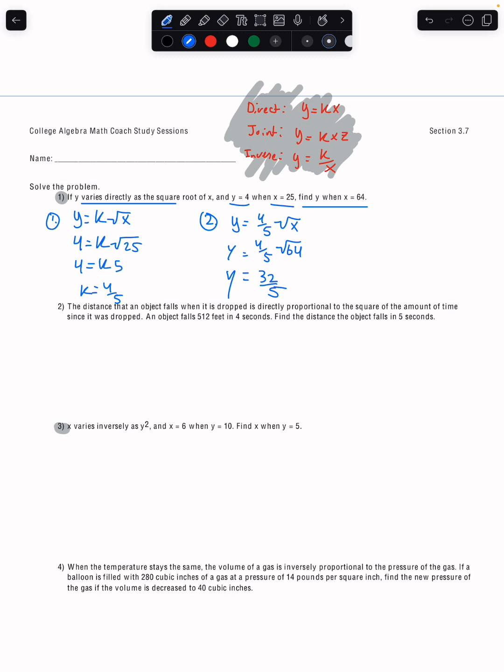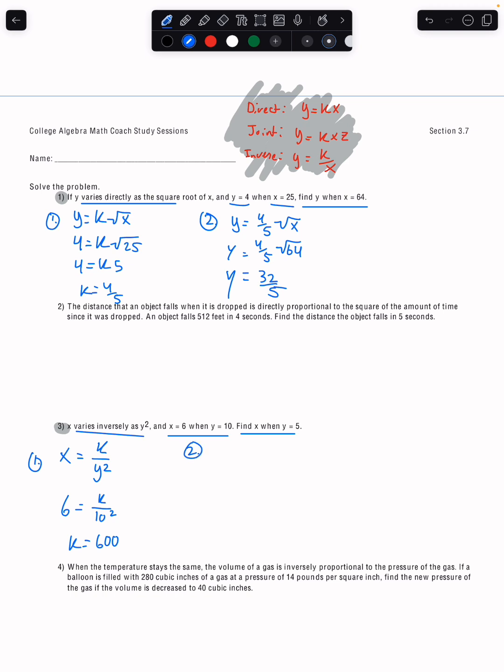For 3, x varies inversely as y squared. Find x equals 6 when y equals 10, and then find x when y equals 5. So for our first step, when it's inverse, it's going to look like this. X was the first, so it's x equals, and then inversely is k over y squared. So when x is 6, y was 10, so we have 10 squared. And if you solve this, you're going to get that k is 600.